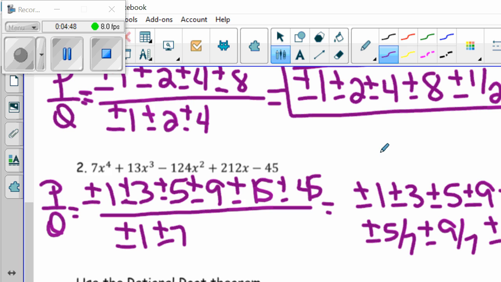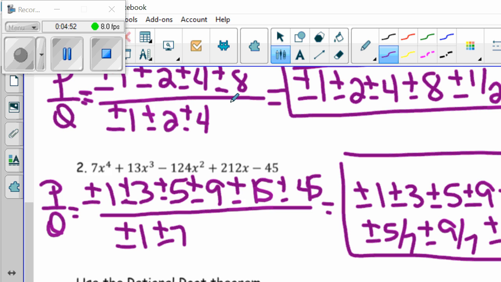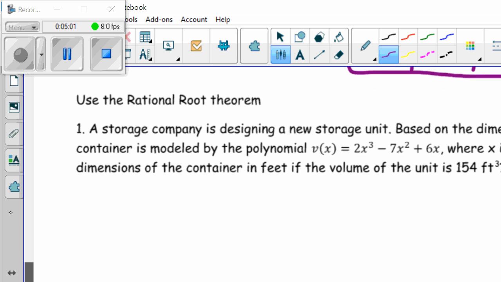So now you see this time I have a lot more possible rational solutions or rational zeros. So now let's look at using that rational root theorem, now that we know how to identify them. So use the rational root theorem.